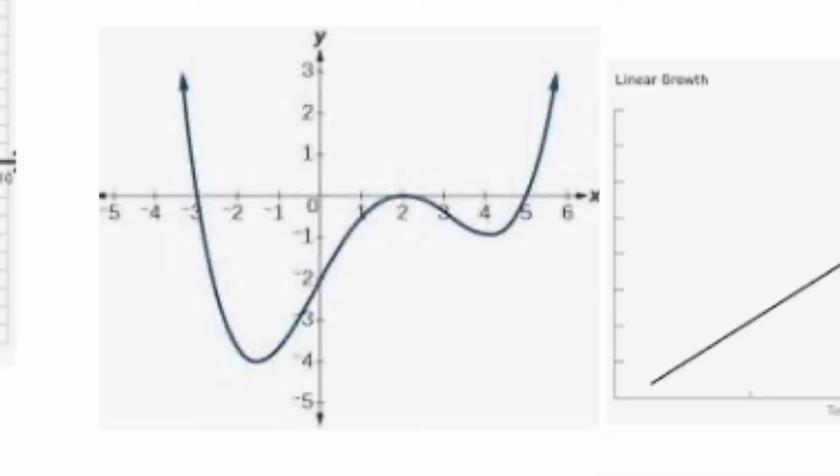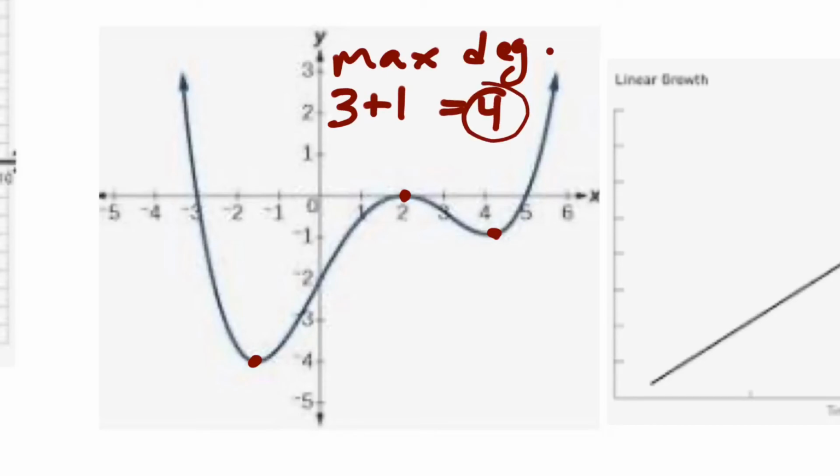Okay, just looking at turning points again, what is the max possible degree of this function? 1, 2, 3. So the max degree is equal to 3 plus 1, which is 4. Okay, and that makes sense. This is an even function, up, up.